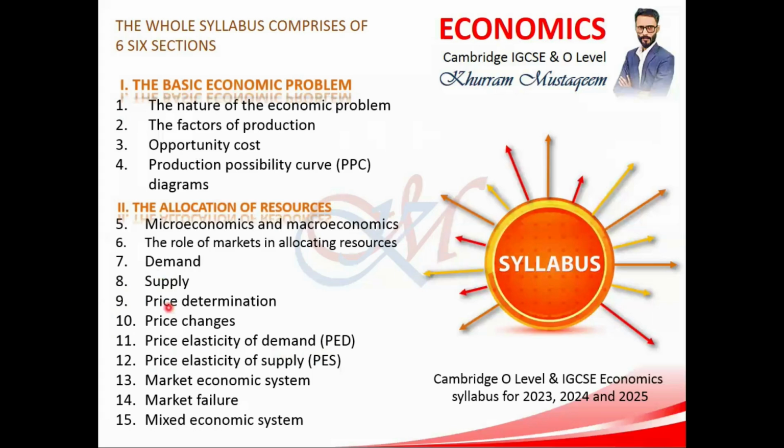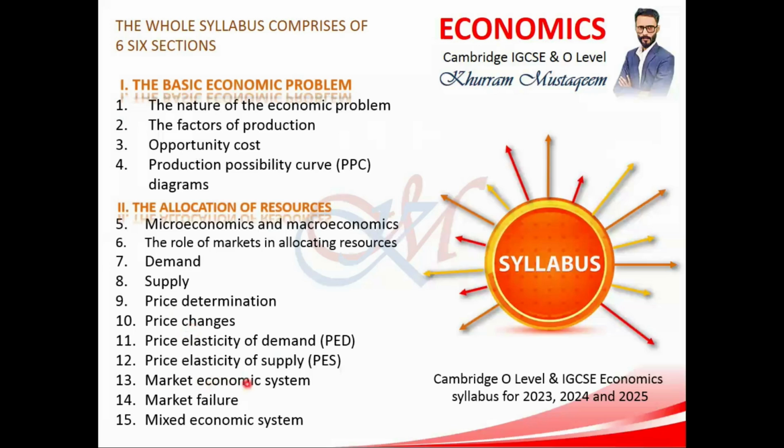Price determination. When demand and supply intersect each other, this helps the market to decide the price of a particular commodity. The price changes when there is a shift in demand or a shift in supply. Sometimes price increases, sometimes price decreases.